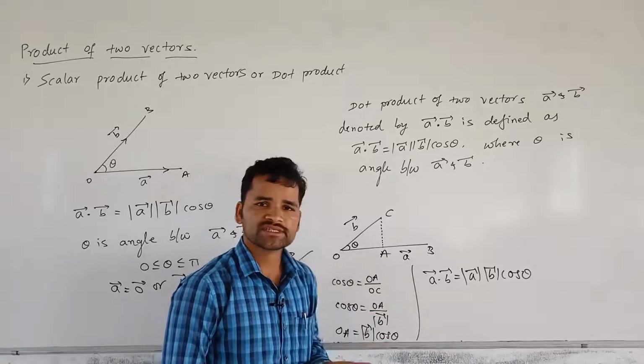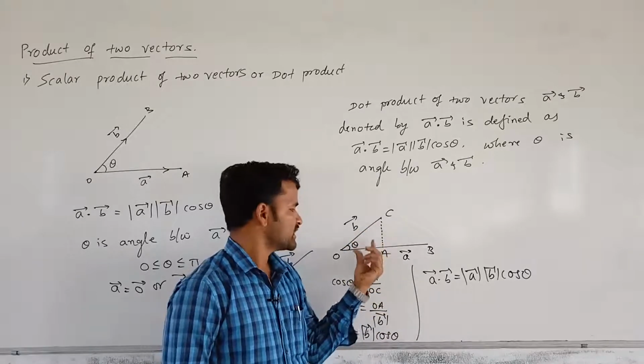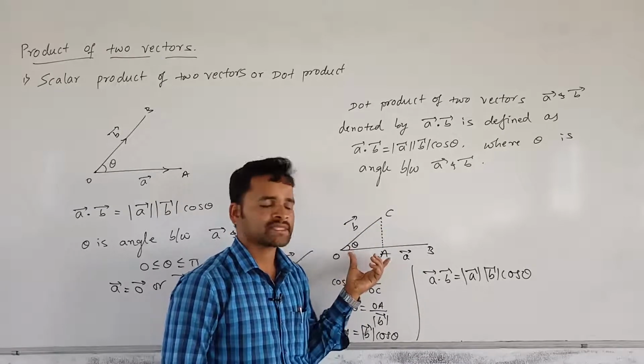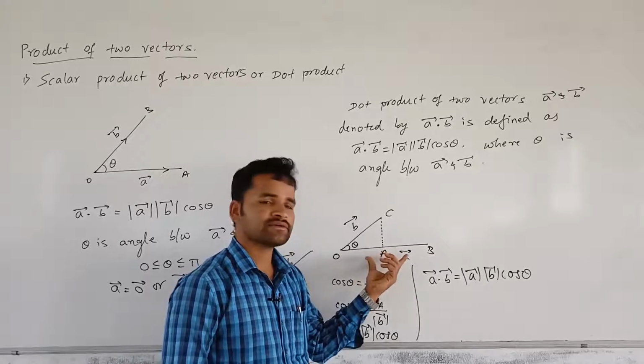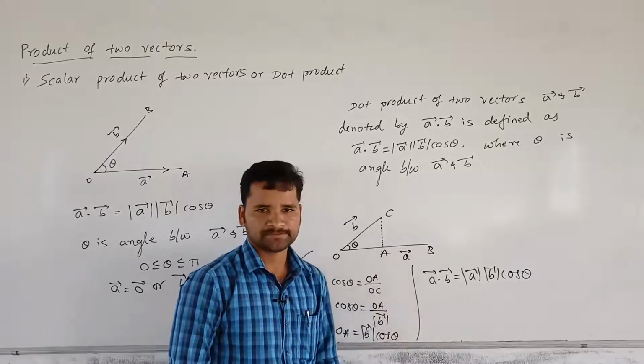And what is this OA called as? OA is called as projection of B on A. OA is like a shadow of the vector B on vector A. So this shadow into the magnitude of the vector is A dot B.